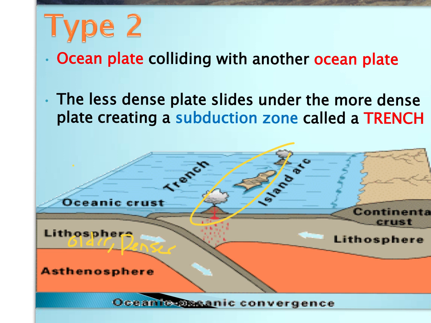Now this is going to actually make the volcanic island arc. The volcanic island arc is what the Aleutian Islands are. All right.